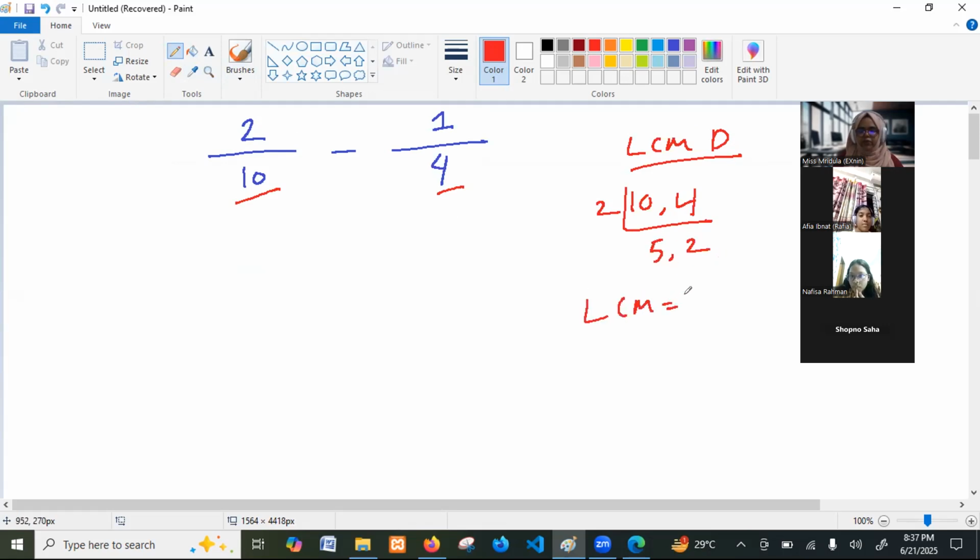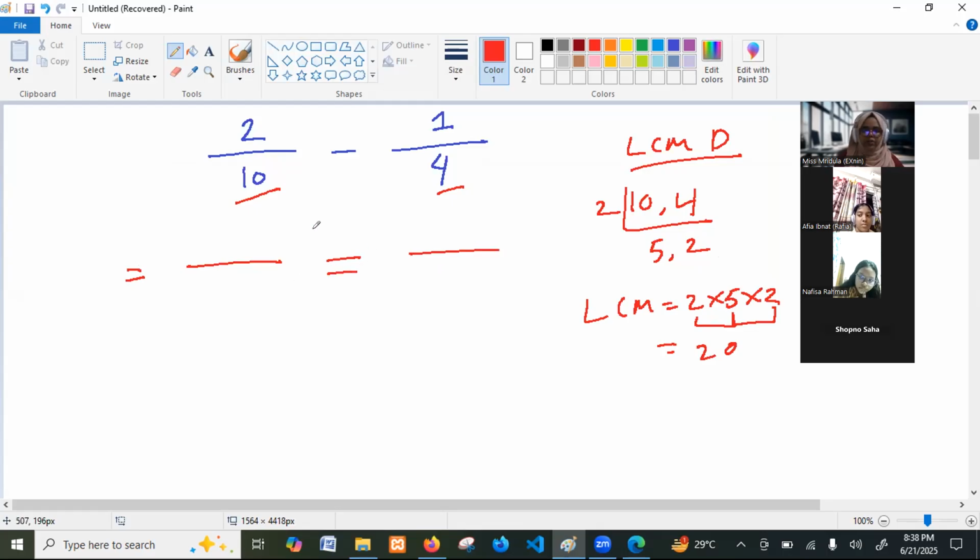So the LCM would be 2 multiplied by 5 multiplied by 2. So 2 5s are 10, 10 times 2 is 20. So this should be our LCM. So that means I have to convert these to fractions where the denominators will be 20.